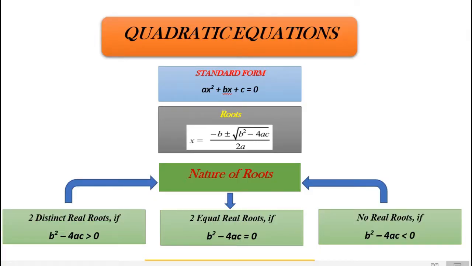Welcome student. Today in this video I will discuss chapter 4, quadratic equation, of class 10. Before starting any question, let me explain a few terms and formulas of this chapter.